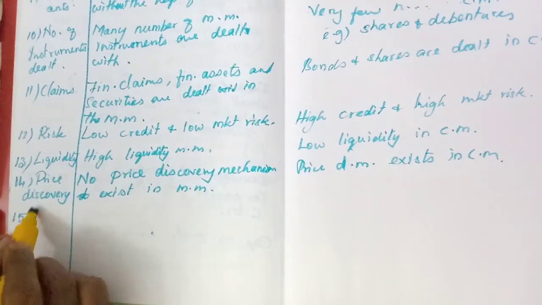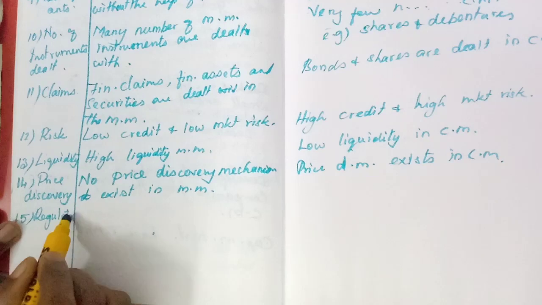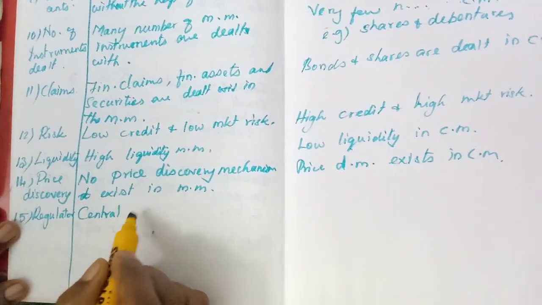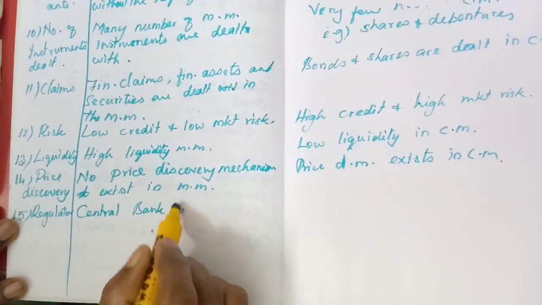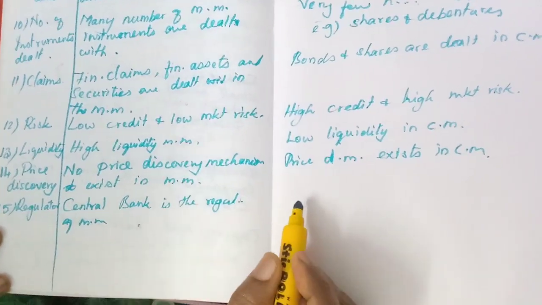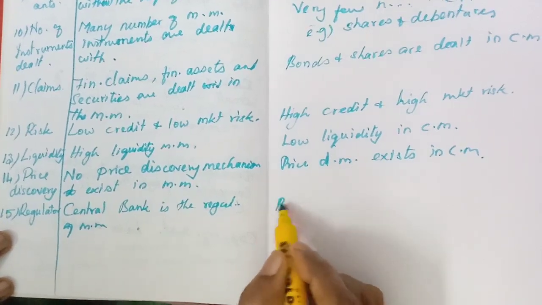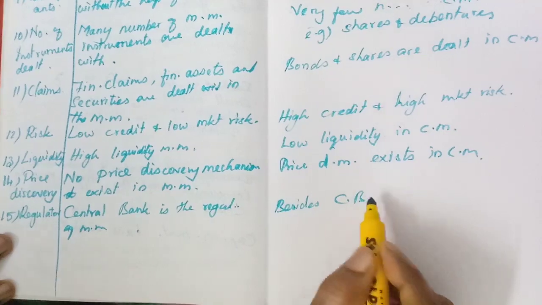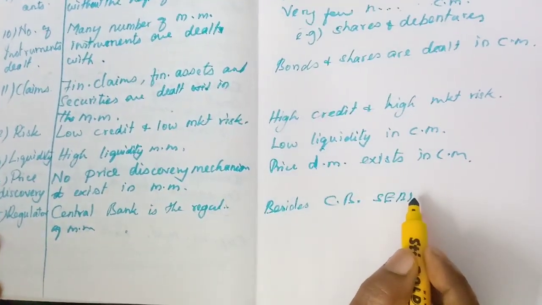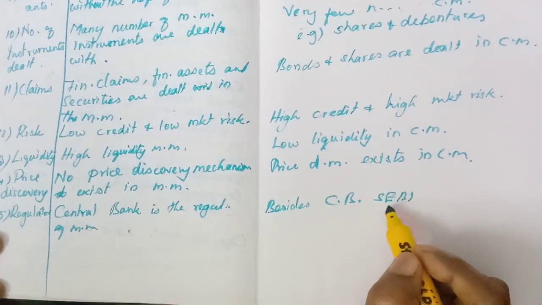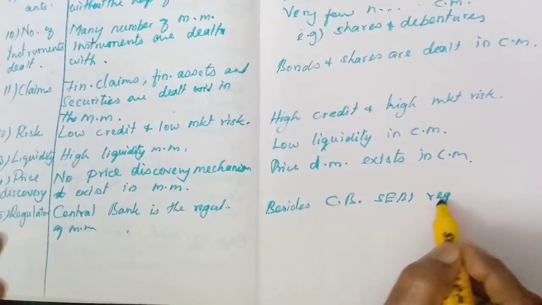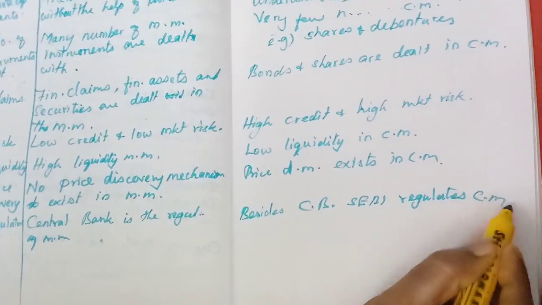Understood? Then the 15th one, regulator. Who is regulating the money market? We know the Central Bank, the Reserve Bank of India, is the regulator of money market. Besides the central bank, to some extent, SEBI regulates. What is SEBI? Securities Exchange Board of India. SEBI regulates capital market.